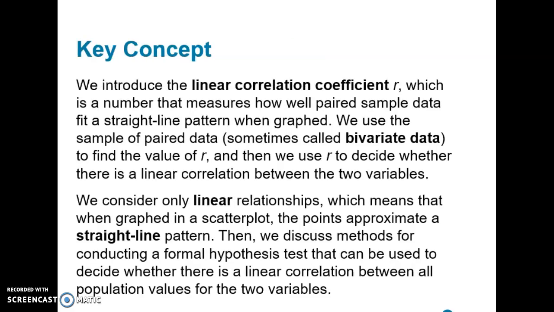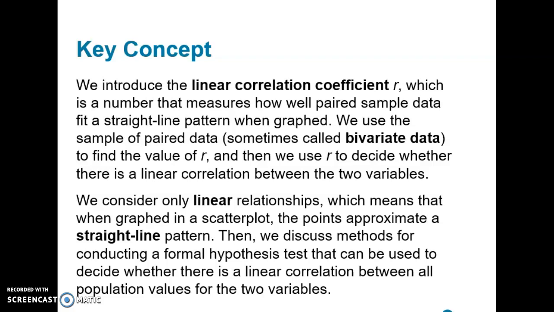First, we're going to talk about correlation, and the linear correlation coefficient, labeled R, is the number that measures how well paired sample data fit a straight line pattern when graphed. We use the sample of paired data, sometimes we call it bivariate data, to find the value of R, and then we use R to decide whether there's a linear correlation between two variables. And when we're talking about our two variables, think about your scatter plot, X and Y.